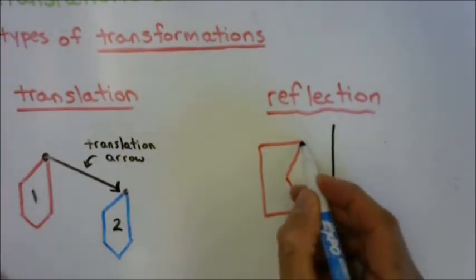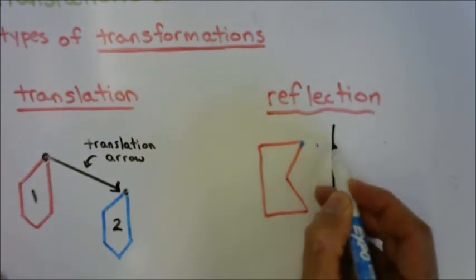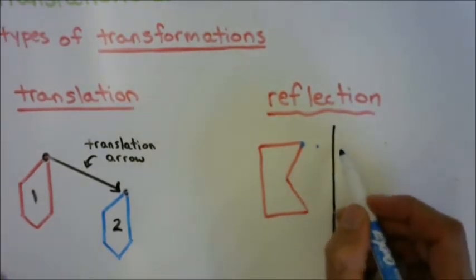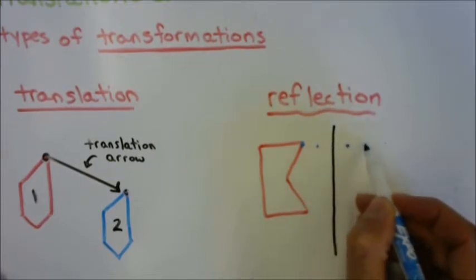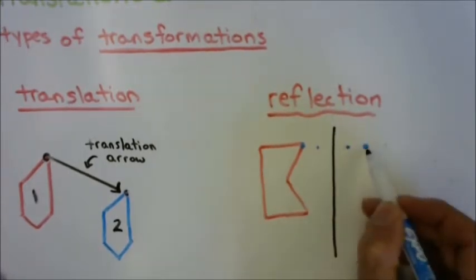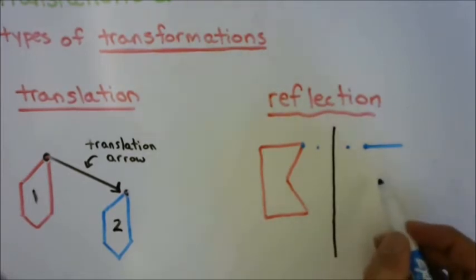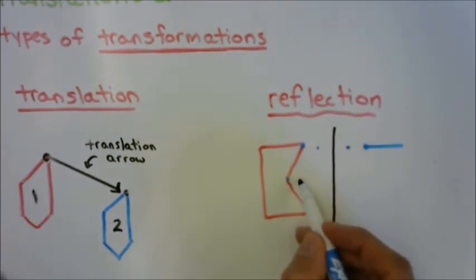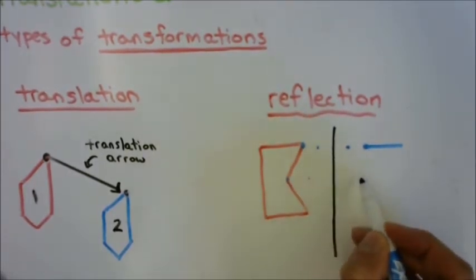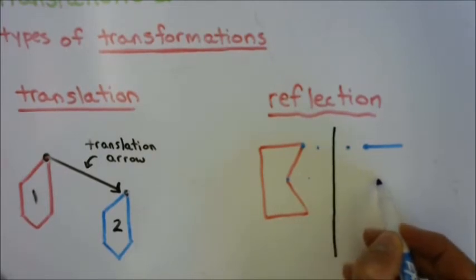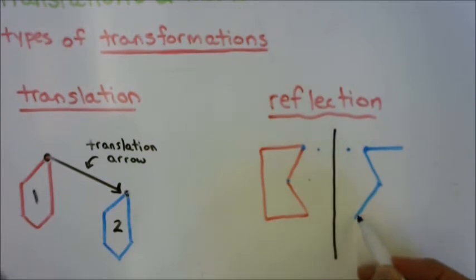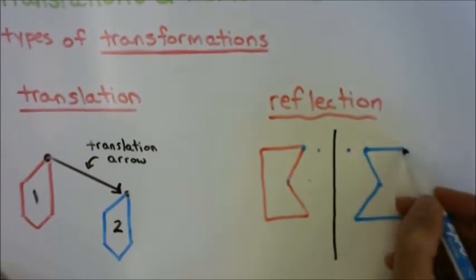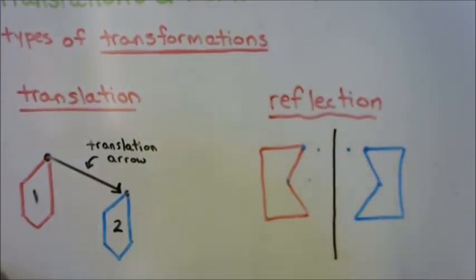So if this point is 1, 2 dots away from the line of symmetry, the reflection line, then my next corresponding point also has to be there. Let's say this dot is 1, 2, 3 away, then this one has to be 1, 2, 3 away. And go ahead and draw your new shape as best you can using the dots that are provided for you on your grid.